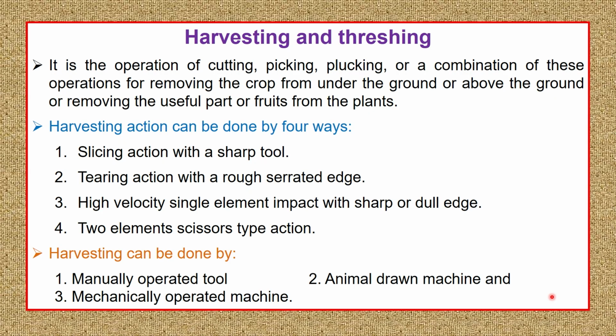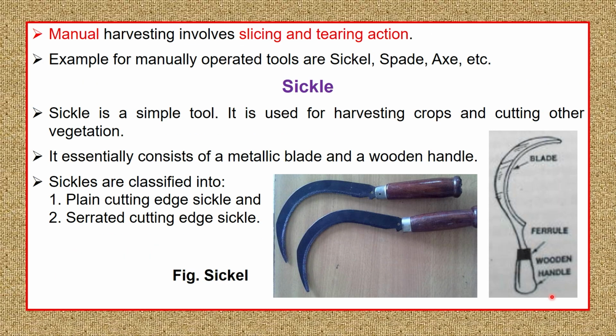Mechanically operated machines are quite popular and common nowadays because of mechanization, under which various types of equipment and machines will come, like tractor drawn mowers, tractor drawn reaper, tractor combine harvester, tractor operated fly shredder, rotary cutter. So we will study them in the next slide.